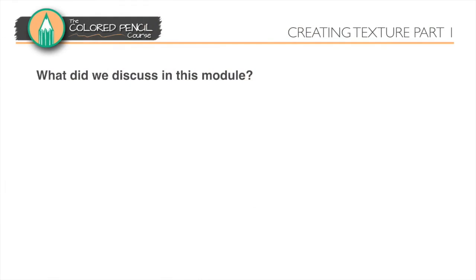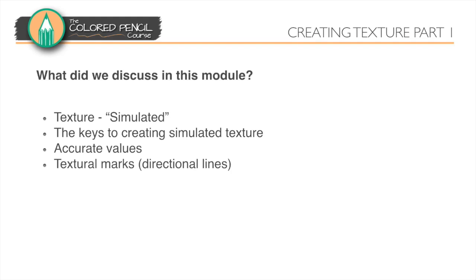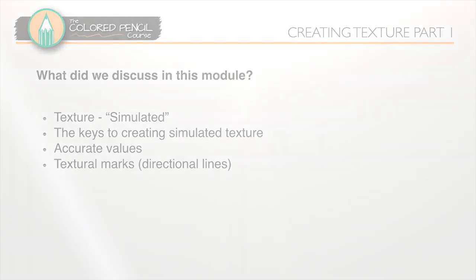So what did we discuss in this module? Well, we discussed texture, specifically simulated texture, which is meant to accurately depict the texture on the observed object. We discussed the keys to creating simulated texture, which includes creating accurate values, as well as textural marks or directional lines. In the next module in this series, we'll finish up the drawing.